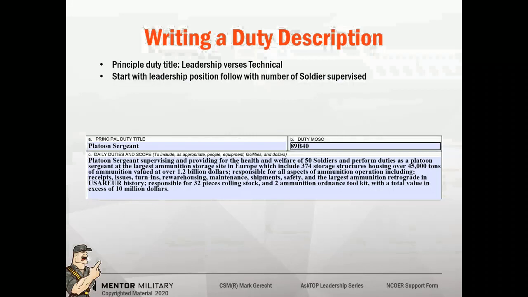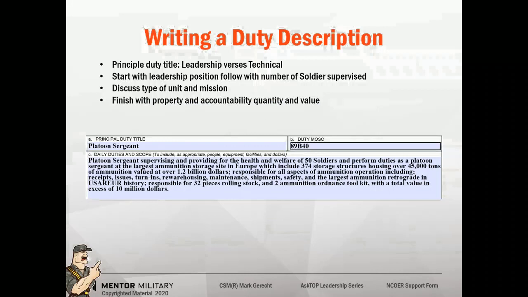Next, start with the leadership position and follow it with the number of soldiers supervised. If you notice here, we're saying platoon sergeant supervising and providing for the health and welfare of 50 soldiers. Then we talk about the type of unit and mission. As a platoon sergeant at the largest ammunition storage site in Europe, which includes 374 storage structures housing over 45,000 tons of ammunition, valued at over $1.2 billion. So that's our unit and our mission, if you will.